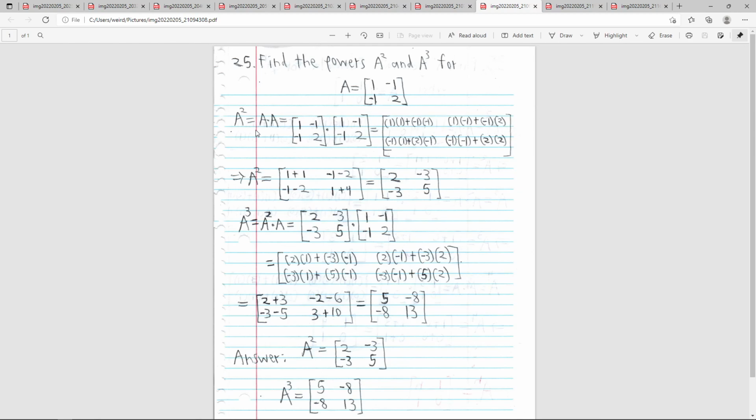So, A squared equals A times A. This is a common saying: if you have a square matrix, all the powers are defined, since it's just multiplication of itself. A square matrix times a square matrix, and on repeat, you're always going to get more square matrices. So you just do normal multiplication and we get A squared equal to [2, -3; -3, 5].